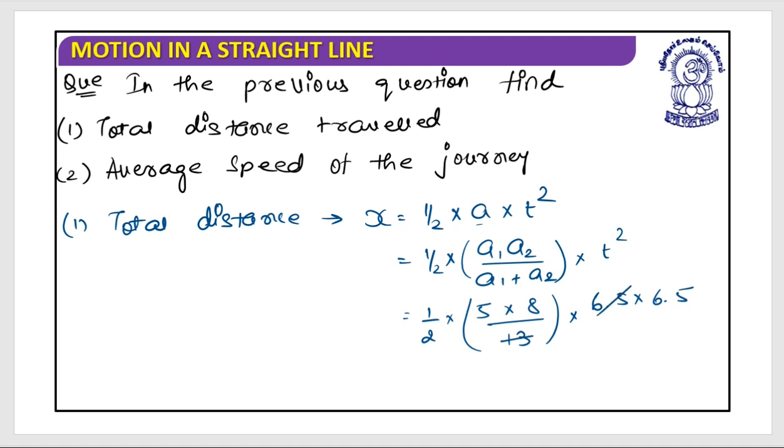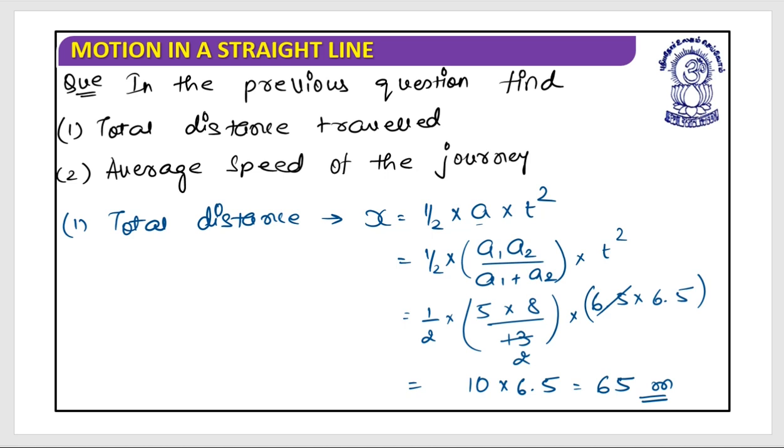So 6.5 2s are 13. Yes, 6 2s are 12 and 0.5 2s are 1. So 6.5 2s are 13. And 5 8s are 40. 40 by 4 is 10, into 6.5. So this would be 65 meter. I hope you are having the same answer. Great. Now let's work on the average speed of the journey.